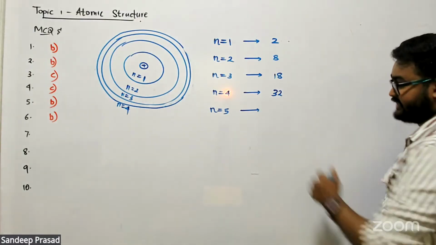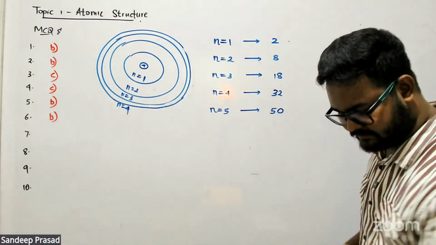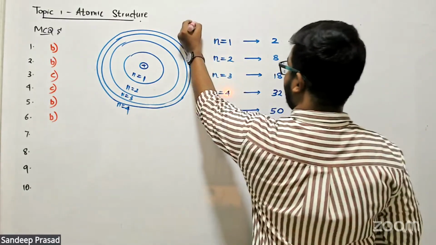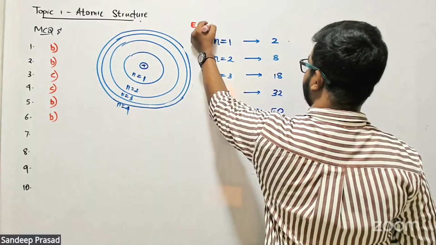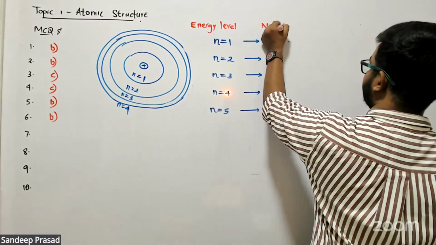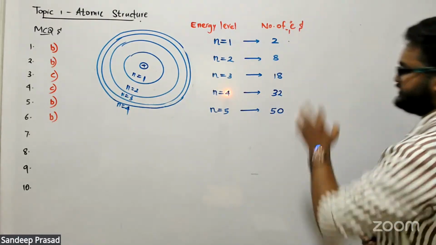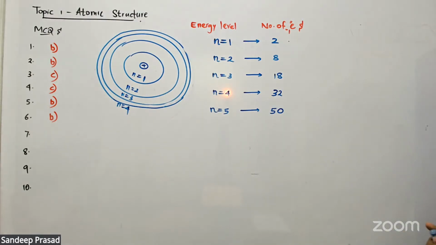N equal 5, that is 50. Right? Okay, now let's go for a small math lesson. Now, this is the energy level. This is the energy level. And this is number of electrons, the number of electrons in that particular energy level.